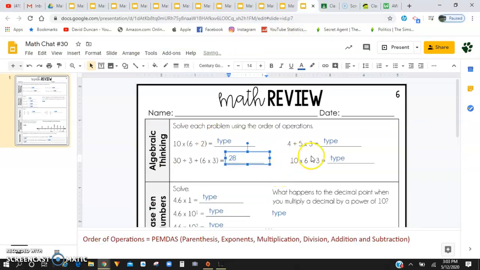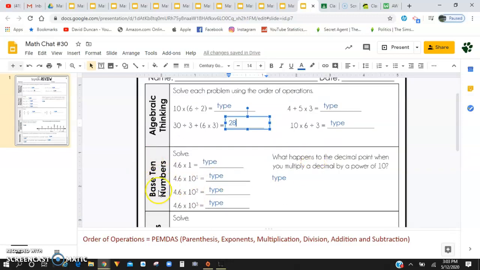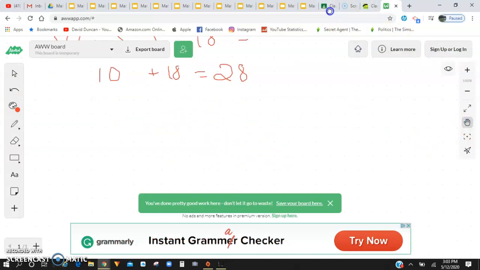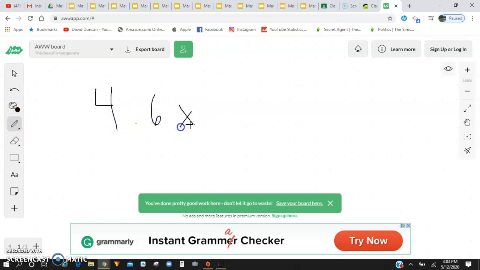28. Okay. Down here for base 10 numbers, you are going to be multiplying decimals by base 10 values using exponents. I will do this one right here for you guys, 4.6 times 10 to the second power. So I'm going to move my whiteboard over. Okay. I'm going to do 4.6 times 10 to the second.